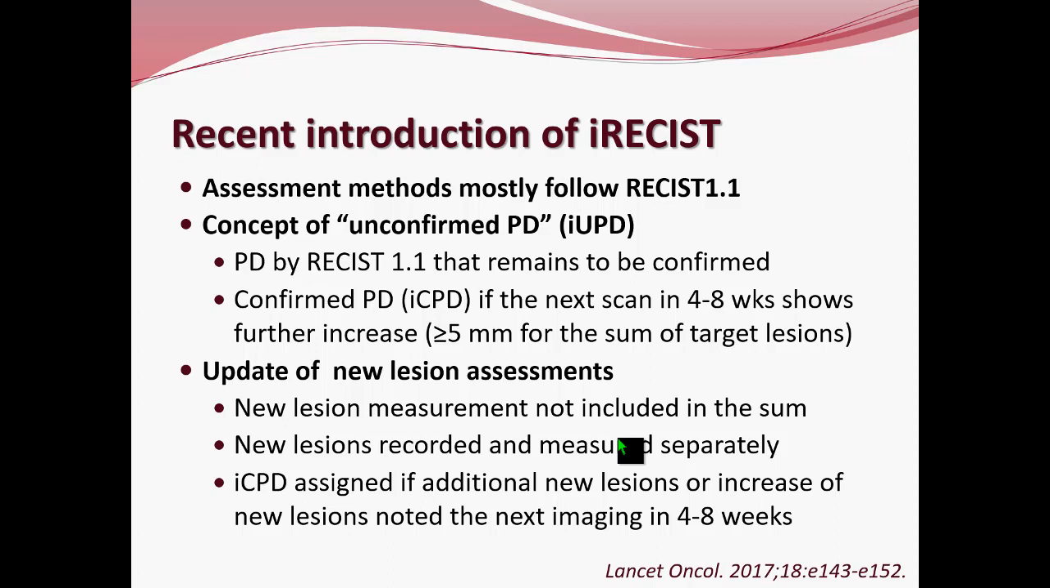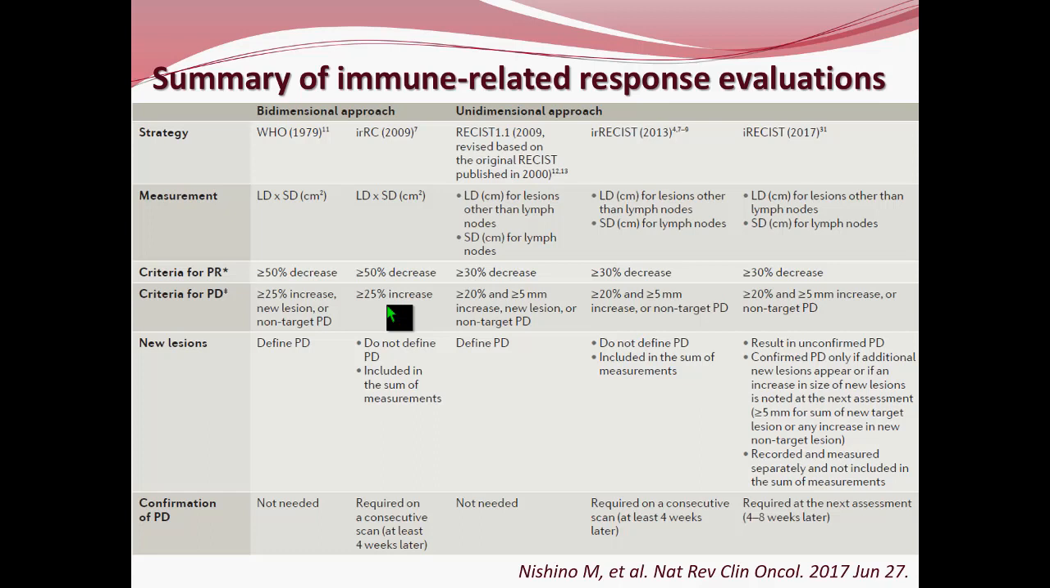This also follows the direction that has been proposed by our research, in that it bases assessment methods mostly on RECIST 1.1, but it has several important concepts as well. So one of the important concepts is unconfirmed PD, or iUPD, which is a progression by RECIST that remains to be confirmed, and that can become confirmed PD if the next scan in 4 to 8 weeks shows further increase. They also revised and updated the recommendation on new lesion assessment. Instead of adding the new lesion measurement into the sum, the new lesions are recorded and measured separately, but they can also confirm PD if additional new lesions or an increase of new lesions are noted in the next scan.